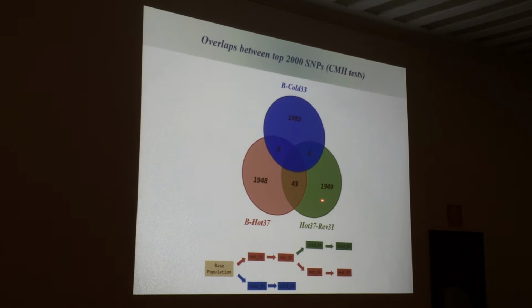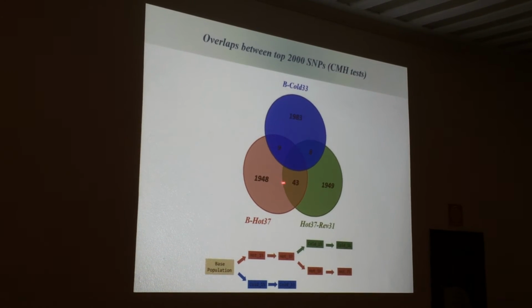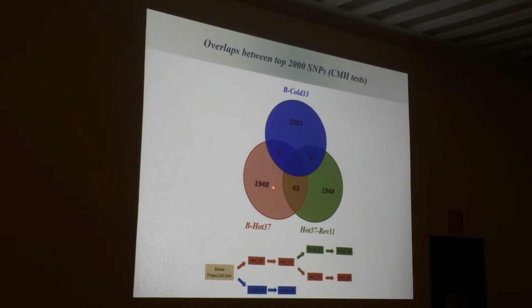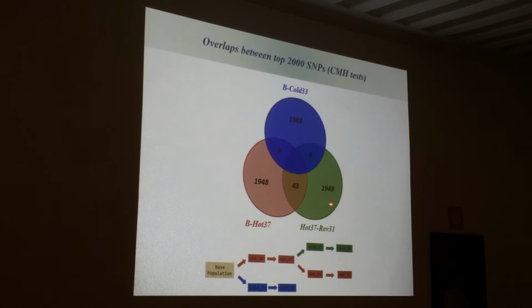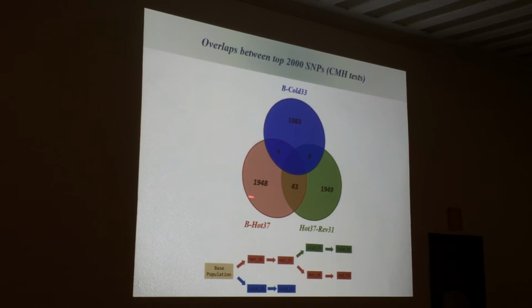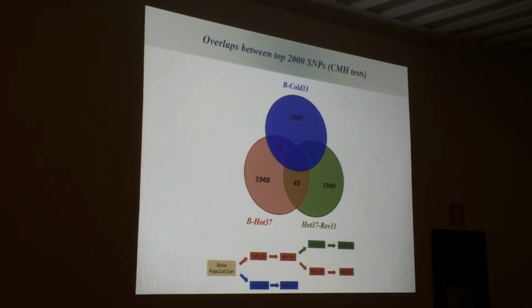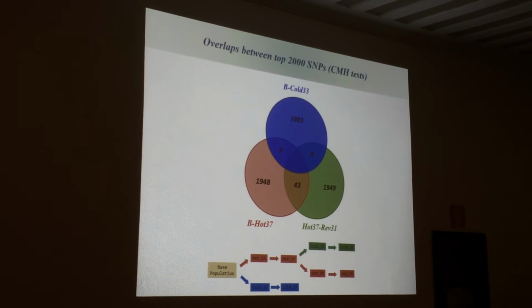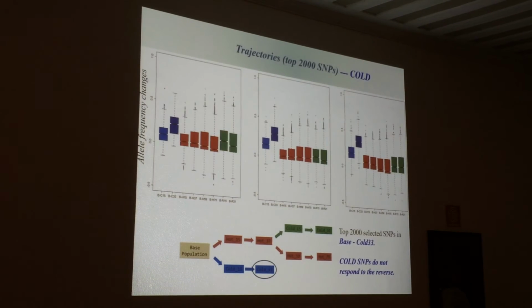And more interesting is that we have a very high and significant overlap for SNPs selected in hot from the base compared with the selected SNPs in the reverse part. So this suggests that the genetic background of the population used as a base population in the experiment is very important.